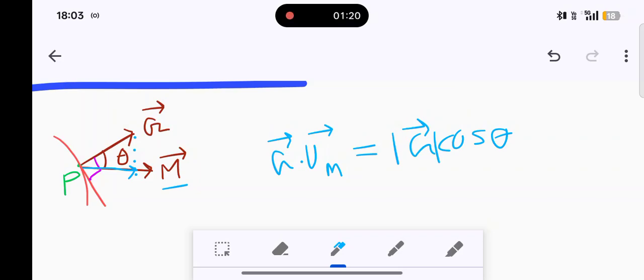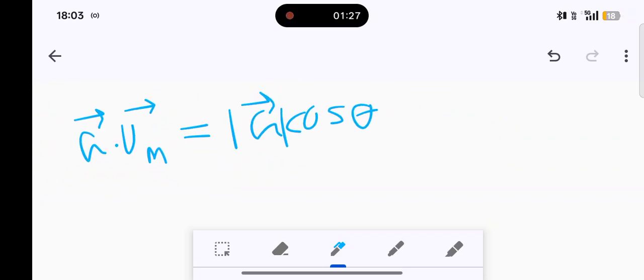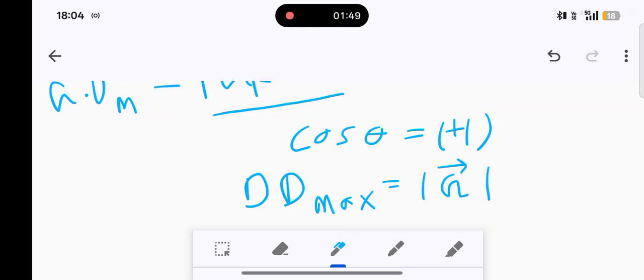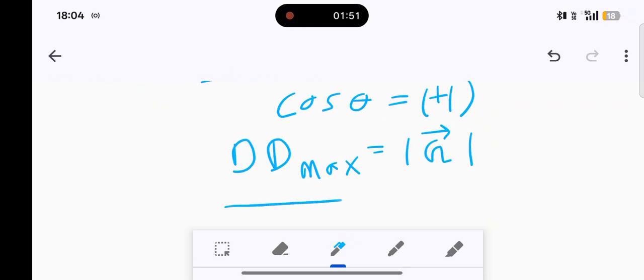Now how can we calculate the maximum directional derivative? For the maximum, the term cos theta will be positive one. So DD max, where DD means directional derivative, is nothing but the magnitude of the gradient, right? The magnitude of the gradient. Hopefully you can understand what I mean.